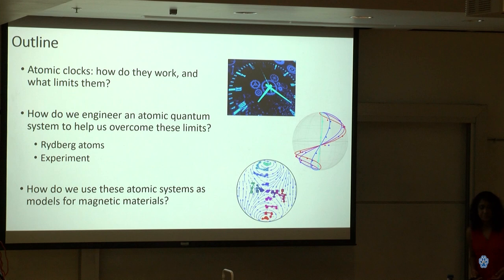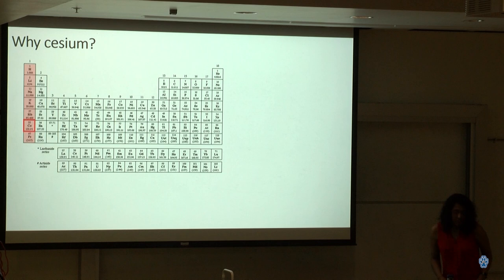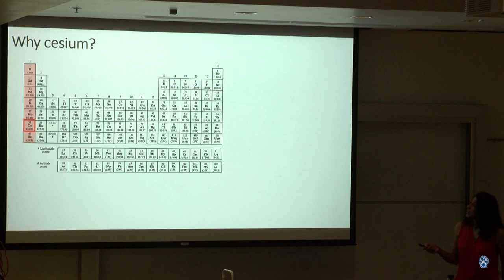So first, atomic clocks. When I say atomic, you might be thinking, well, which atom, right? There's tons of them. There's a periodic table full of them. So what we're going to actually be talking about specifically is cesium. Cesium lives all the way over here in group one of the periodic table. This means it has one valence electron.